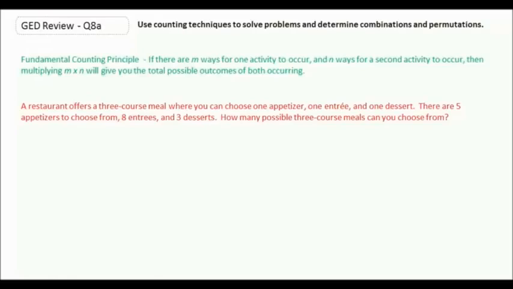In this case, all we have to do is take the number that we have in each category and multiply everything together. So we have 5 appetizers, 8 entrees, and 3 desserts. So we multiply 5 times 8 times 3. 5 times 8 is 40, and 40 times 3 is 120. So there's 120 possible meals to choose from.